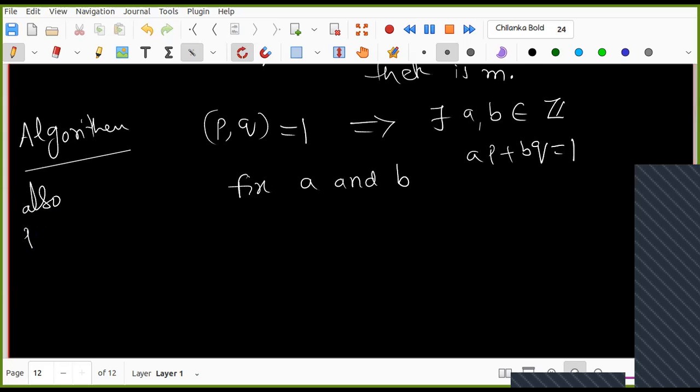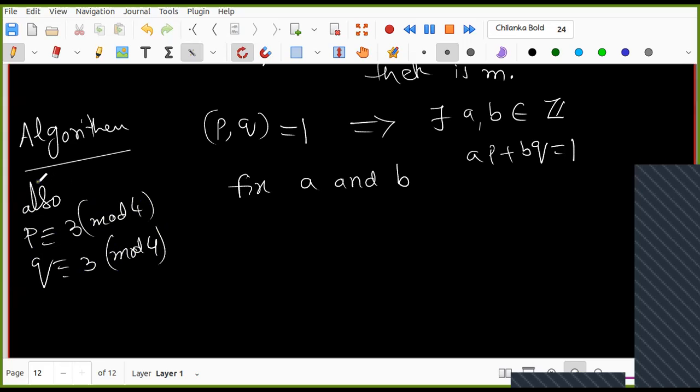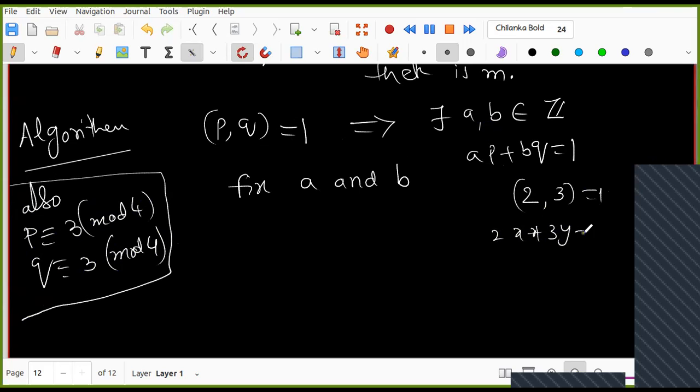Also, P is congruent to 3 modulo 4 usually, and Q is also congruent to 3 modulo 4. So in this particular algorithm, because these are not unique, right? You know that Bezout's identity is not unique. So for example, I say 2 comma 3, GCD is 1. Now 2x plus 3y is equal to 1. So what are these x and y? They are not unique. We can find many, right? I hope it is clear to you.